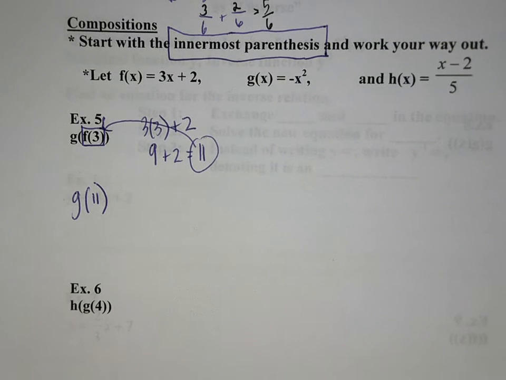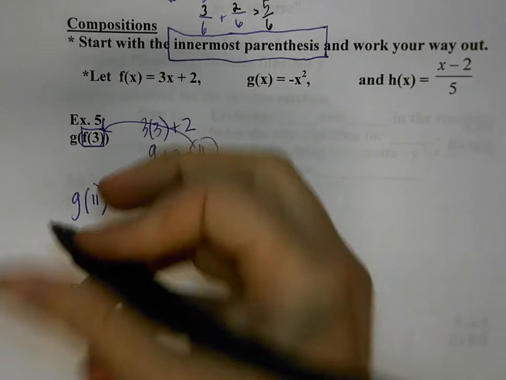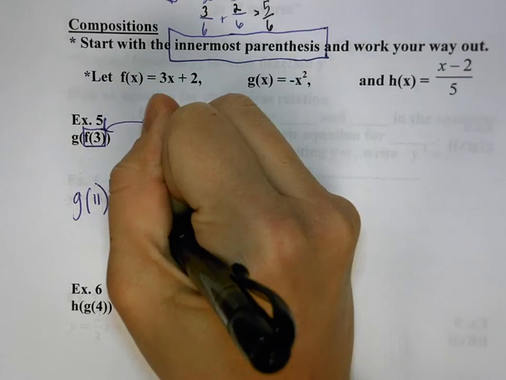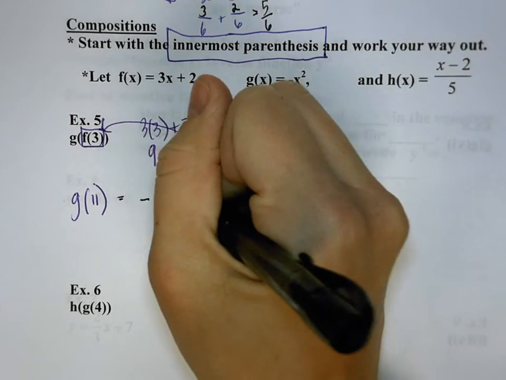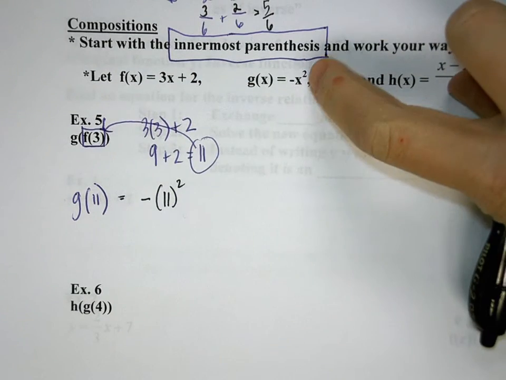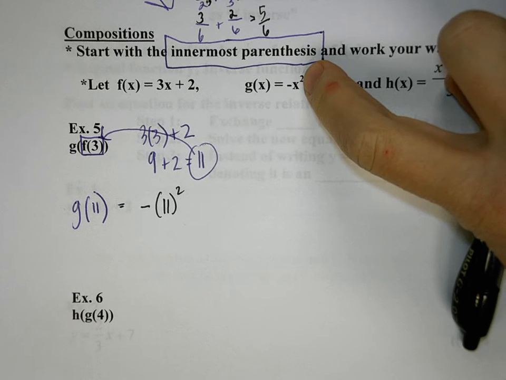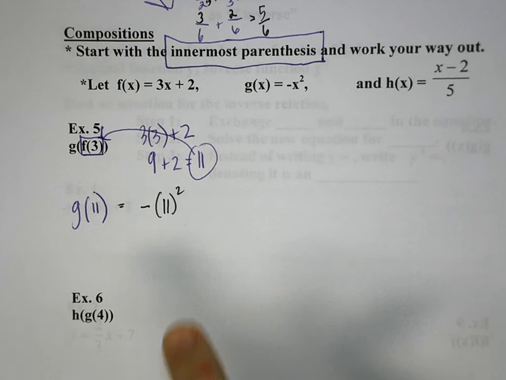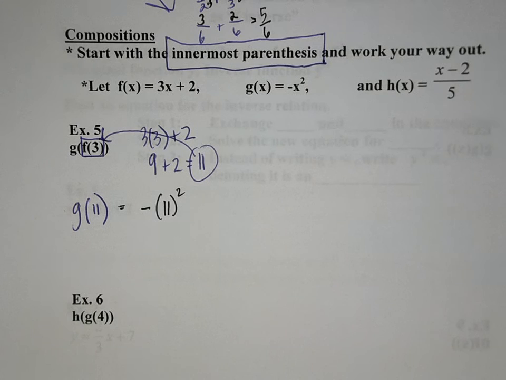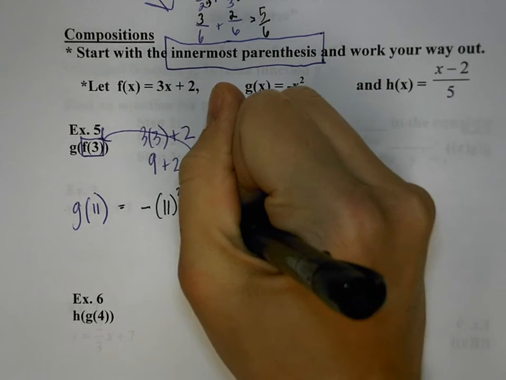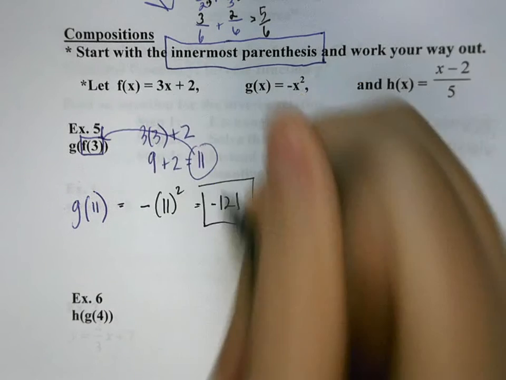Plug it into G. So with G, what I have now is negative x squared, so it's going to be negative 11 squared. Do you notice how this negative, the 2 is only touching the x? It doesn't have it in parentheses. So that means you're going to square 11 and the answer is just going to be what? Negative. So what's the answer? Negative 121 is correct.